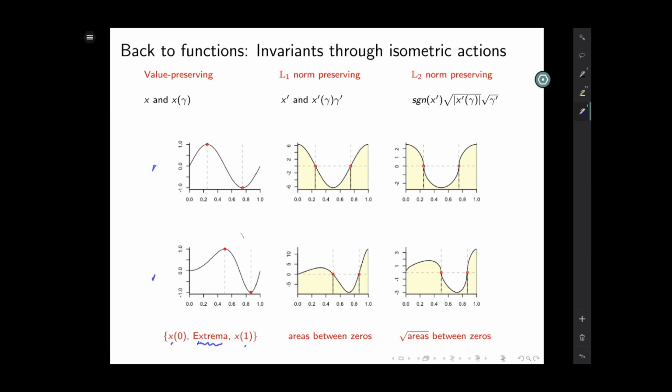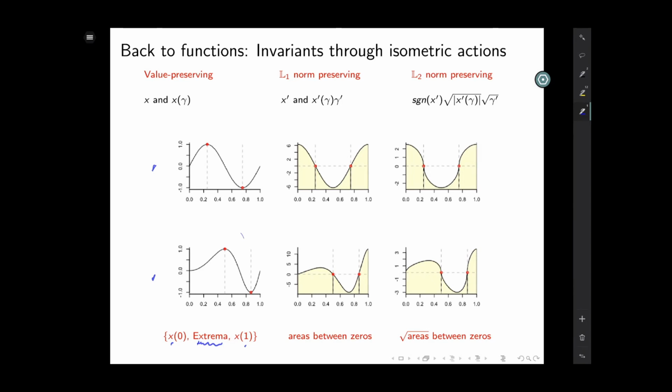So I can also view this as being an isometric action, because if I apply the uniform norm on X, that is the supremum norm, then the supremum norm is preserved when I take a warping as well. So I have an isometric action of the group here as well. If I don't wish to work with X, but I work with its derivative, then there's an appropriate change of action. Instead of preserving values, I preserve areas between the zero crossings. So what I end up preserving are the shaded yellow regions between the zero crossings.